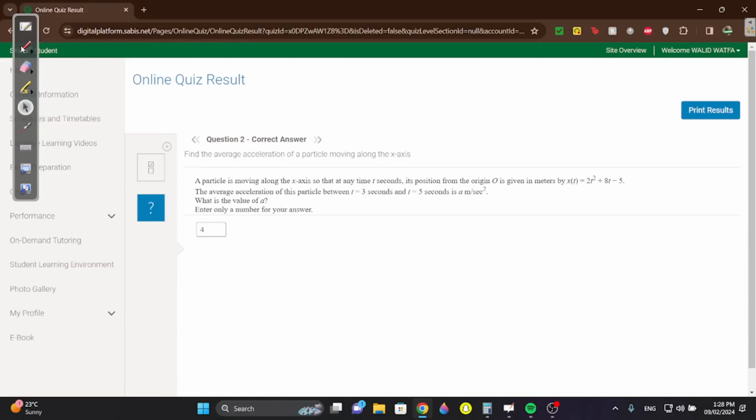Question 2. Honestly, in the written I think they'll give you a question like this. Okay, they gave you x(t) is 2t squared plus 5t minus 5. The average acceleration, they want an average for t equals 3 seconds, t equals 5 seconds. Okay, if we want average acceleration, do we take x(t) or v(t)? Obviously we take v(t), because acceleration is equal to velocity final minus velocity initial over time final minus time initial.